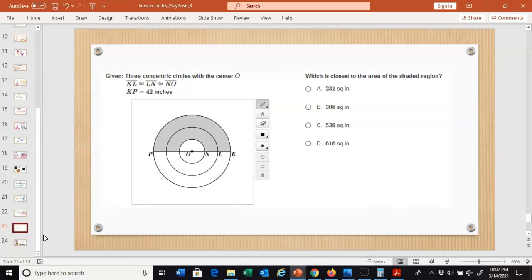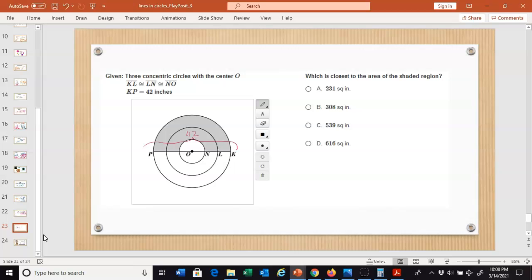So there are some special things about concentric circles. As they go out here, they tell you KL, LN, and NO are all congruent. KL, LN, and NO, all of these little segments. And the whole thing is 42 inches, which is the closest to the area of the shaded region.